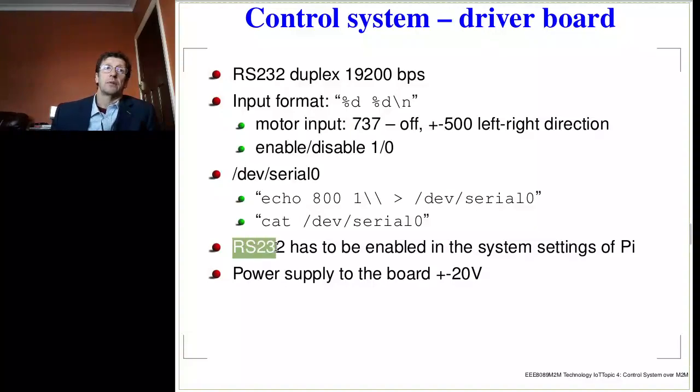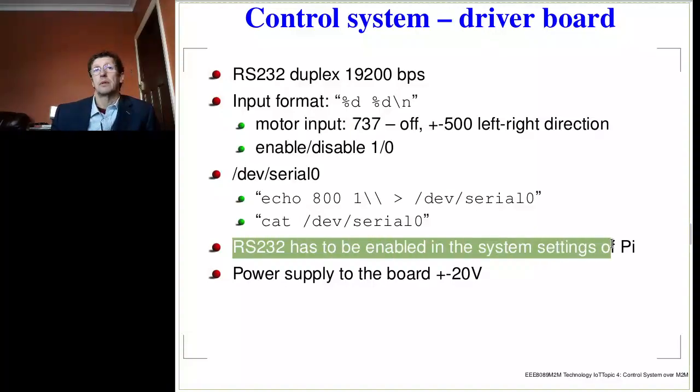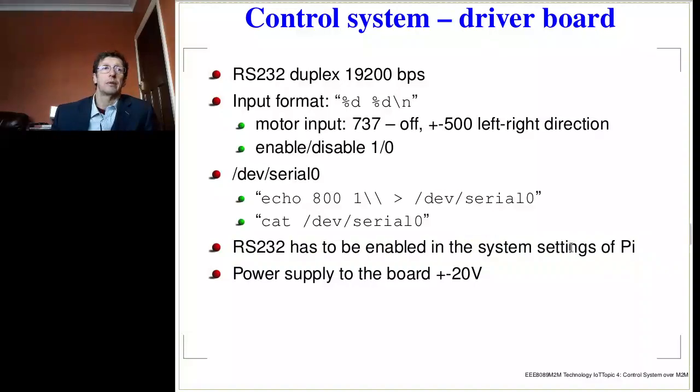Know that RS-232 has to be enabled in the system settings of the Pi, and I will do it for you in advance. That will be enabled. Just keep in mind, if it doesn't work, then the suspicion is that it was not enabled in the first place. The electrical board which supplies the electrical motor takes the power supply, which is plus minus 20 volts.